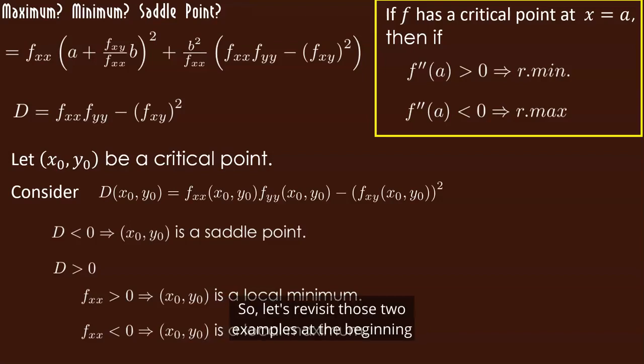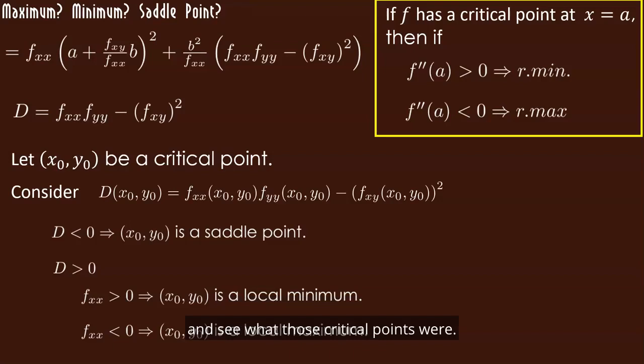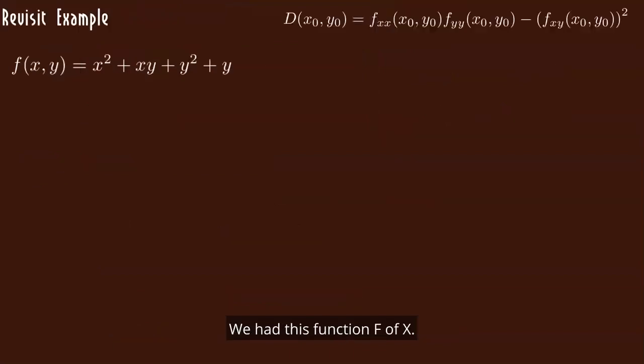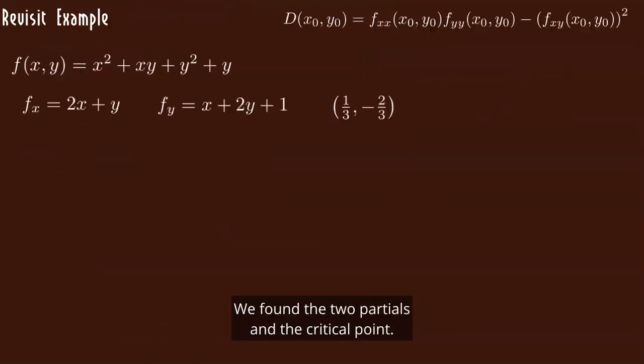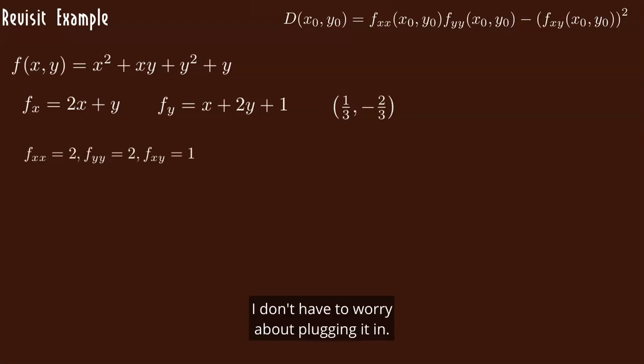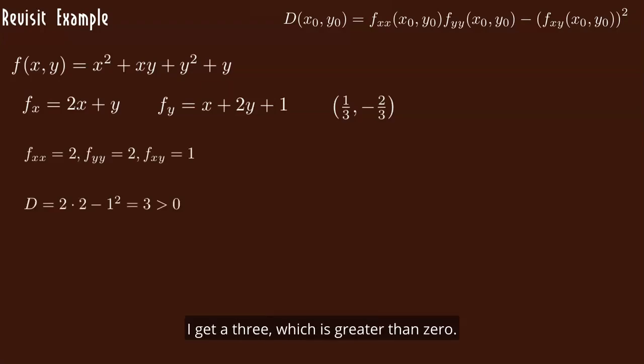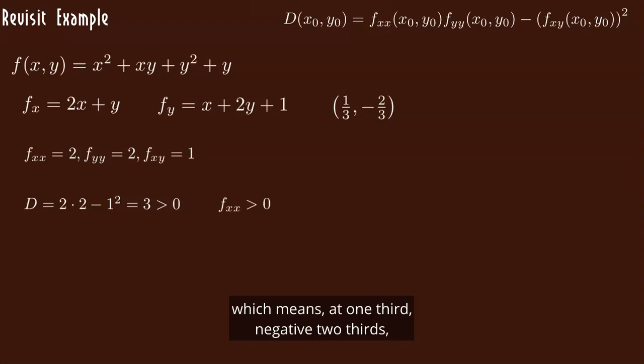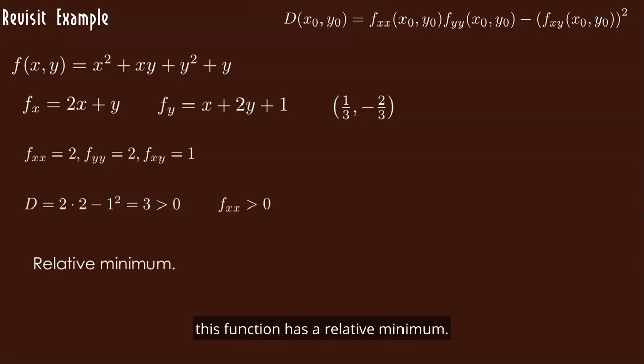So let's revisit those two examples at the beginning and see what those critical points were. We had this function f of x. We found the two partials and the critical point. Finding the second order partials, no variables there. I don't have to worry about plugging it in. I calculate my D. I get a 3, which is greater than 0. And I notice my f sub xx is positive, which means at 1/3, negative 2/3, this function has a relative minimum.